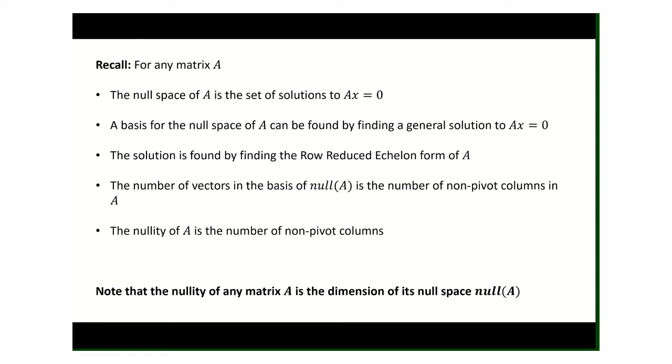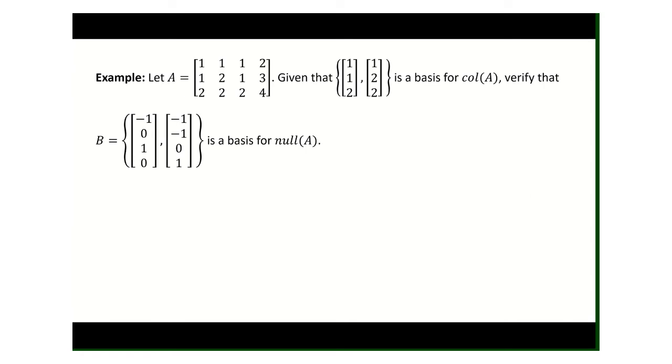So when you're solving AX equals 0, what you're actually doing is finding a basis for the null space, for all of the things that turn into 0 when you multiply them by that matrix. And we had seen the idea before of the nullity of A being the number of non-pivot columns. So this gives us the idea that the nullity of any matrix A is the dimension of its null space. Again, bringing together the ideas of the nullity, the dimension, and the null space of a matrix. So let's look at an example of how we can pull these ideas together.